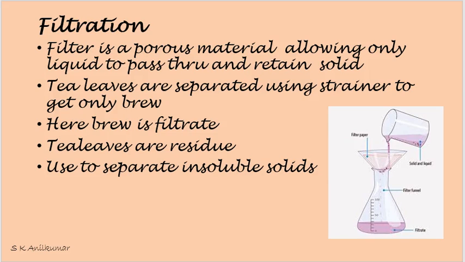Now, when you filter, what are the names of the different components? What remains is called the residue. What is allowed to let through the filter paper is called filtrate. It is mostly used to separate insoluble solids. If it is already dissolved in water, like salt or sugar, you cannot separate it. So for a solid and liquid mixture, when you pour it through filter paper into a conical vessel, what you get in the conical vessel is called filtrate. What remains in the filter is called residue.